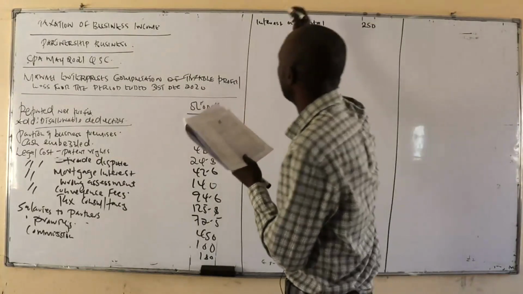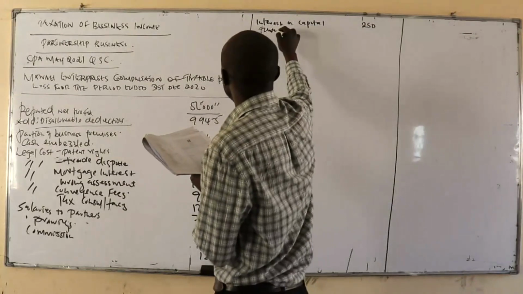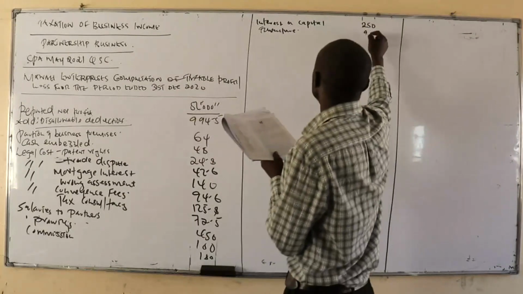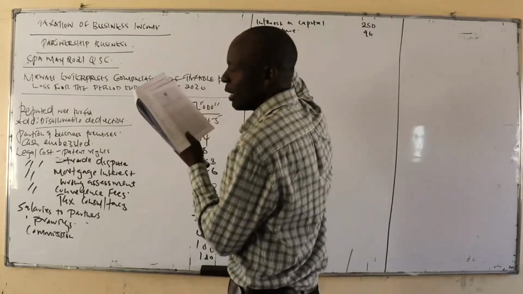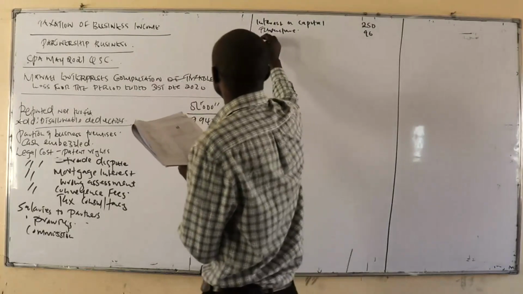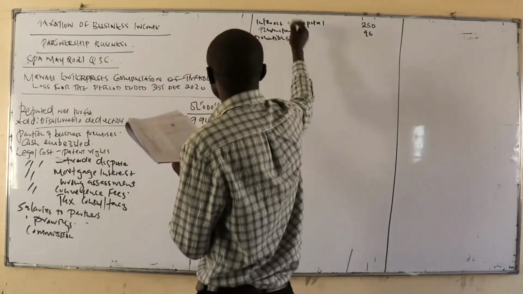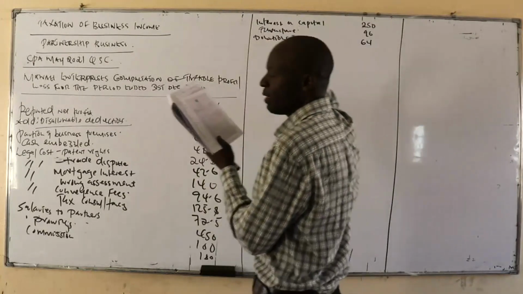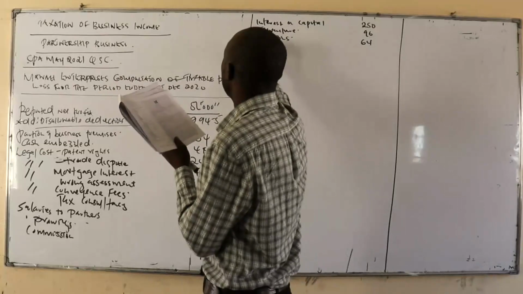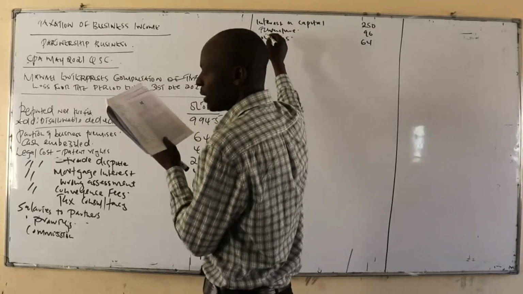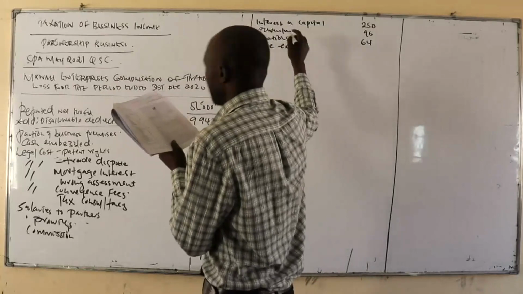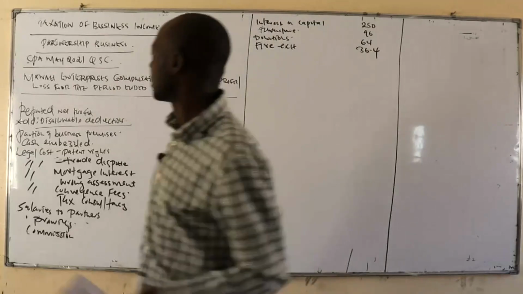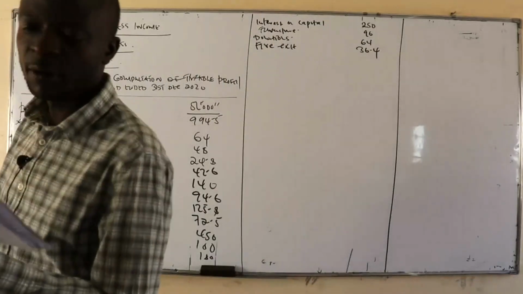And then furniture. Purchase of furniture. How much is it? 96. You add that one. Donation to poverty commission. Donations are only allowable to charitable institutions. How much are the donations? 64. And then construction of fire exit. That is a capital item, isn't it? Fire exit. How much? 36.4. Do we understand?